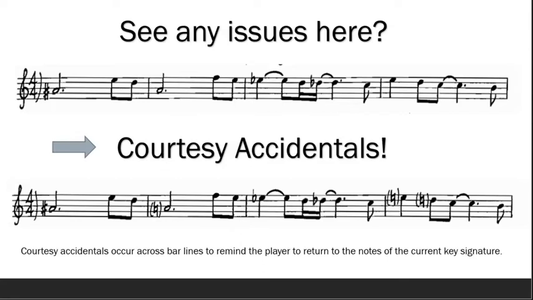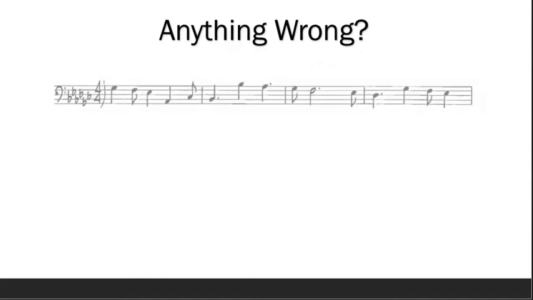When I do the parts, I go through last and check dynamics, and I also check courtesy accidentals in each part. It's very tedious sometimes, but the more you do it, the easier it gets. Let's go on to the next one. Anything wrong with this?